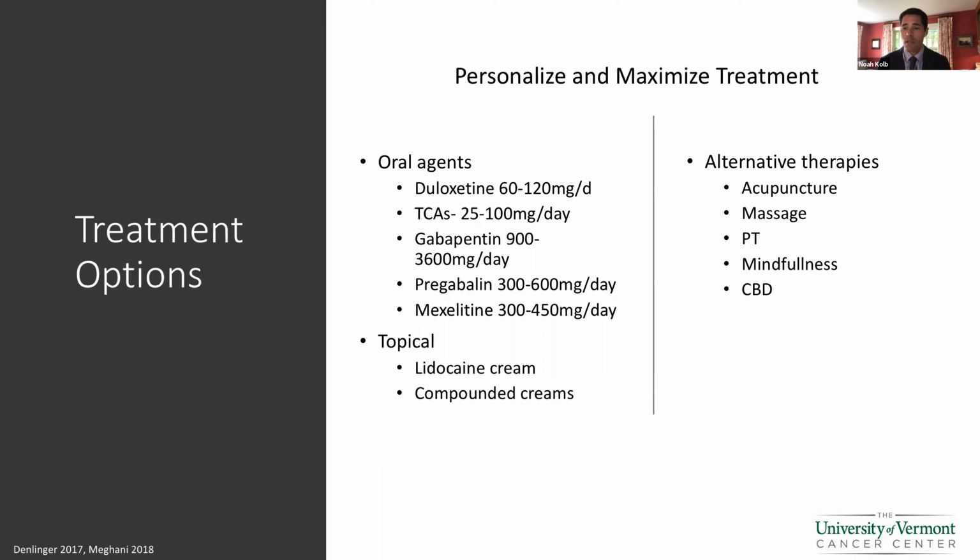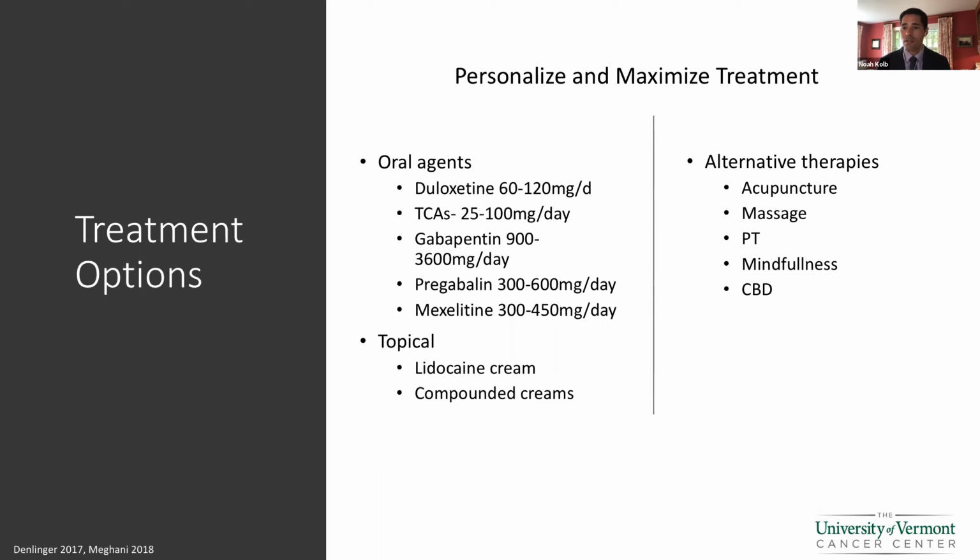Pregabalin or Lyrica can also be used. It's similar to gabapentin. I find that it has a little bit more in the way of side effects, so I usually would prescribe gabapentin first. And then mexiletine is actually a cardiac drug that we've been using now in the neurology world to treat neuropathic pain with some benefit as well.